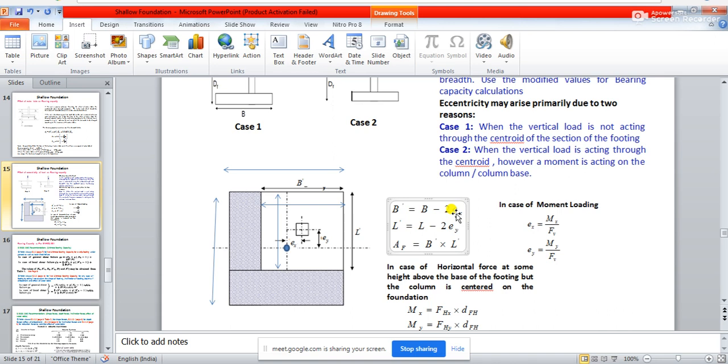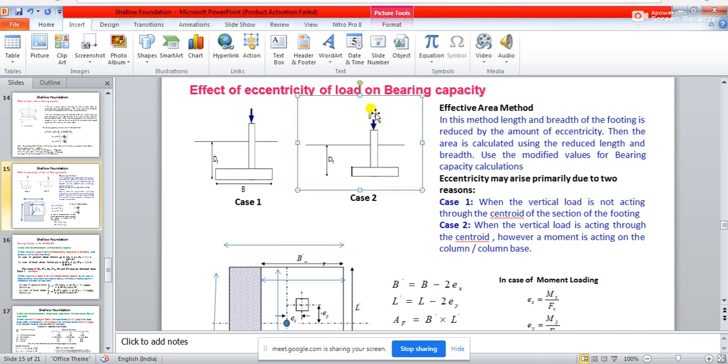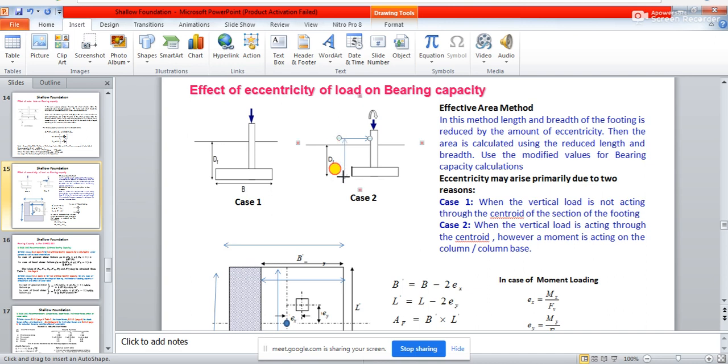Okay, next, how do you calculate in this case? When there is a moment coming, I have shown you how the moment will come. The moment will come because of some horizontal load acting at this level. If you multiply this horizontal load with this distance from here to here, you are going to get a moment, right?